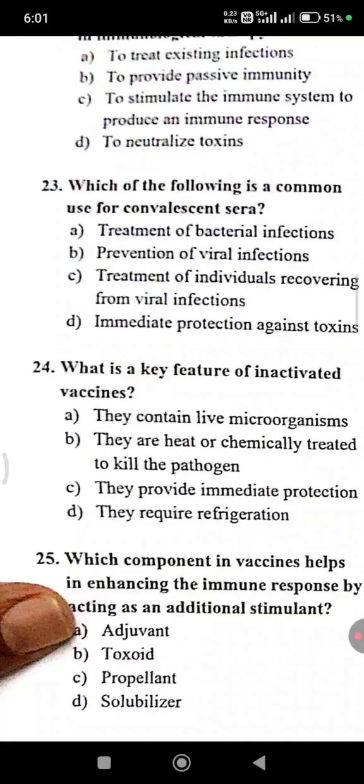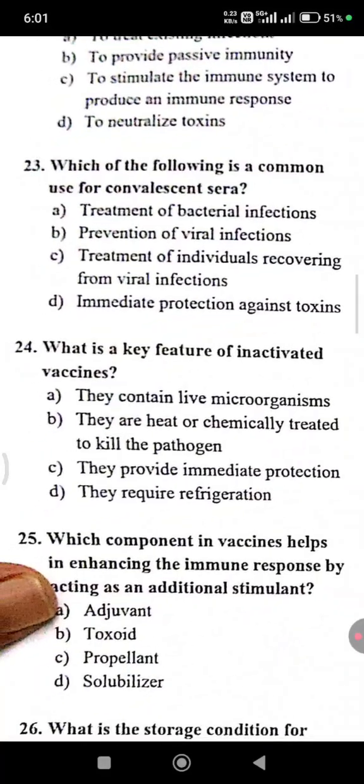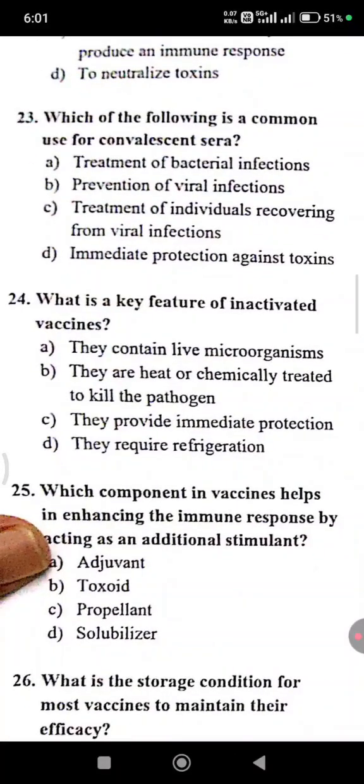Let's go to question number 23. Which of the following is a common use for convalescent sera? That is option C, treatment of individuals recovering from viral infection.